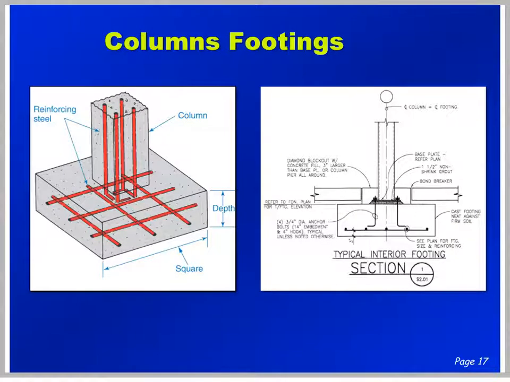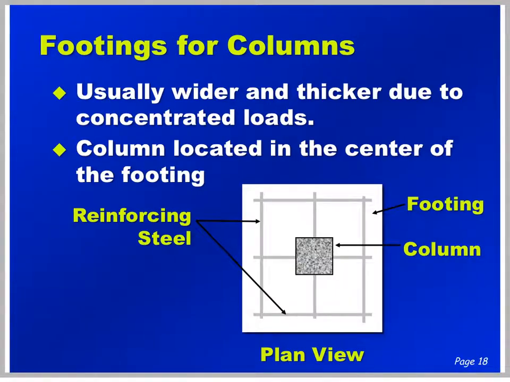Column footings are for the column system within the building. The column loads are spread out evenly onto the subgrade support. Here we see an isometric and a sectional view of a typical column and footing. The column can be made of wood, steel, or concrete, depending on the load carrying requirements. Next is a plan view of a column footing with a concrete column, showing here the reinforcing steel, the column footing, and the column above.